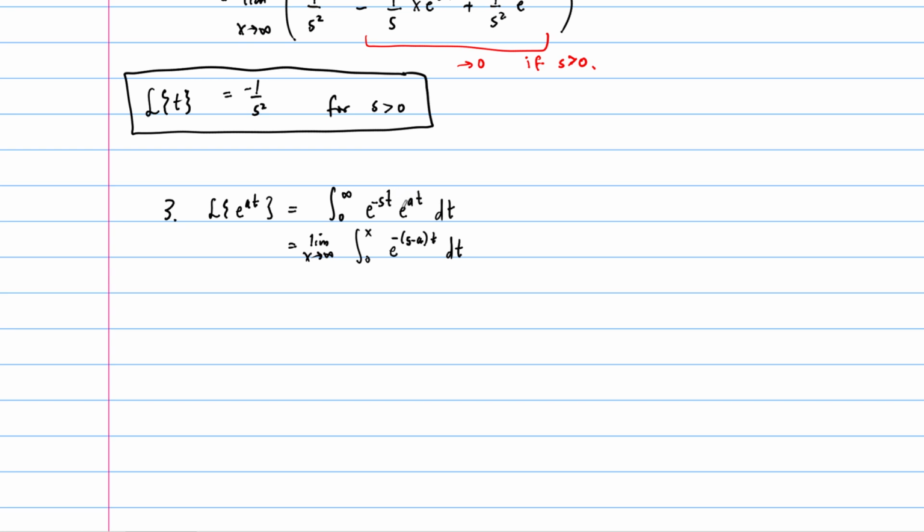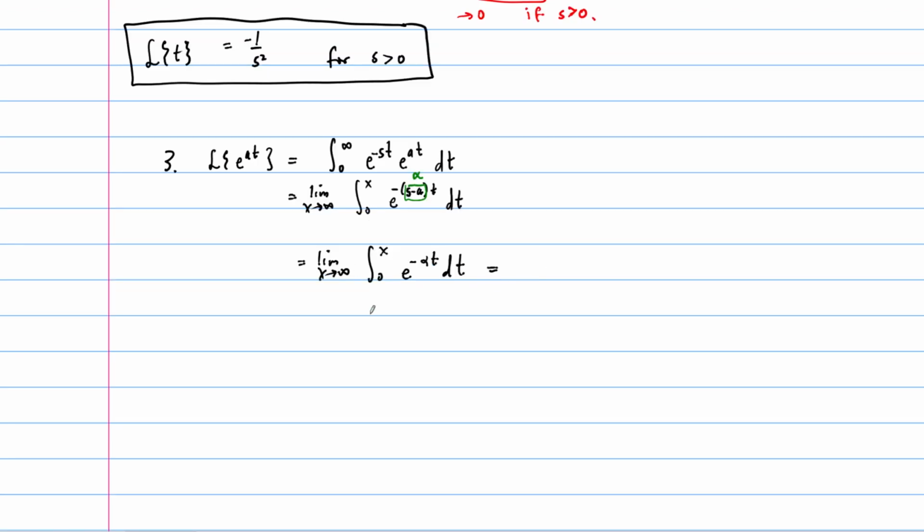Remember, s and a are both constants with respect to the integral. The reason I wrote it this way is because we've been taking the integral of e to the minus something times t in every example so far, right? So at this point, we can make a tiny change. It's not even really a u substitution because this is not the variable of the integral. This is just a constant. So let's call this thing alpha. All right, and so then we get the limit as x approaches infinity of the integral from 0 to x of e to the minus alpha t dt.